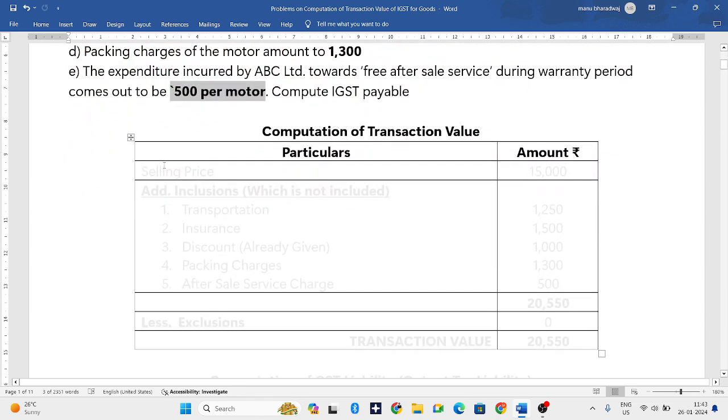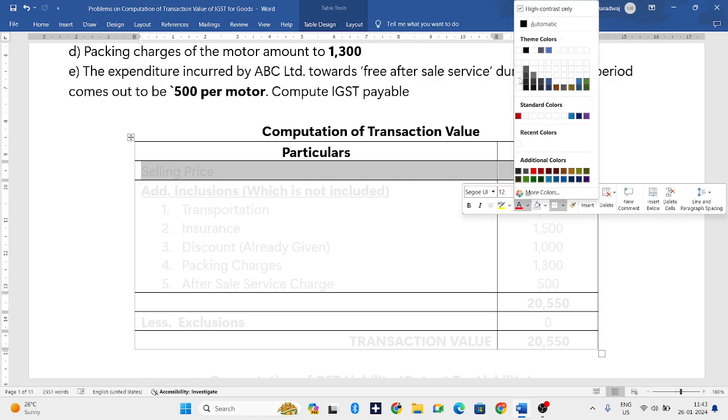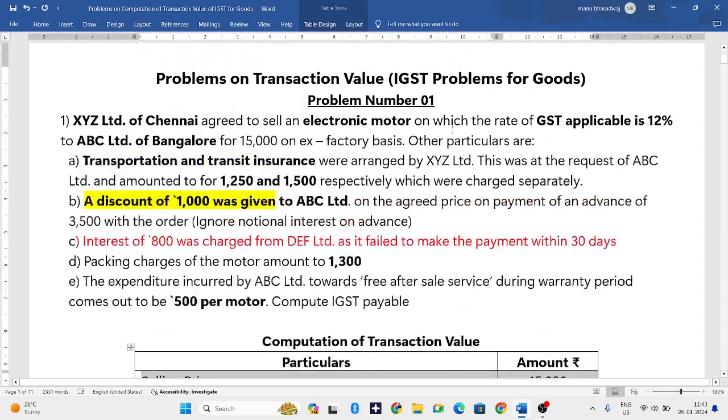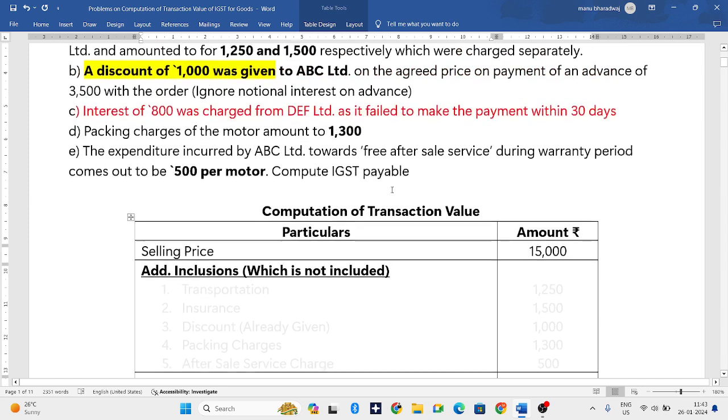Now let us compute the transaction value. First, always we need to consider the selling price. Selling price they have given in the question. It is 15,000 rupees. So now we have to add inclusions which is not included.